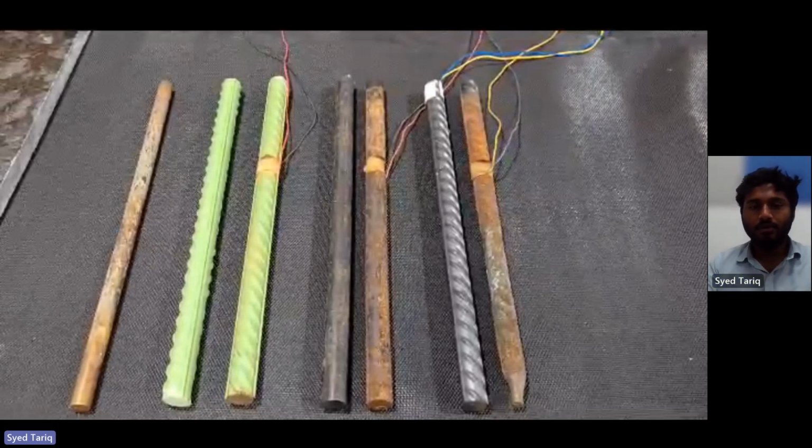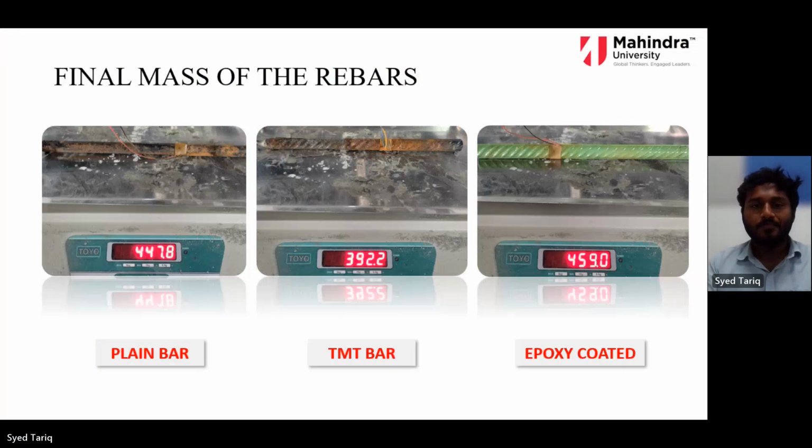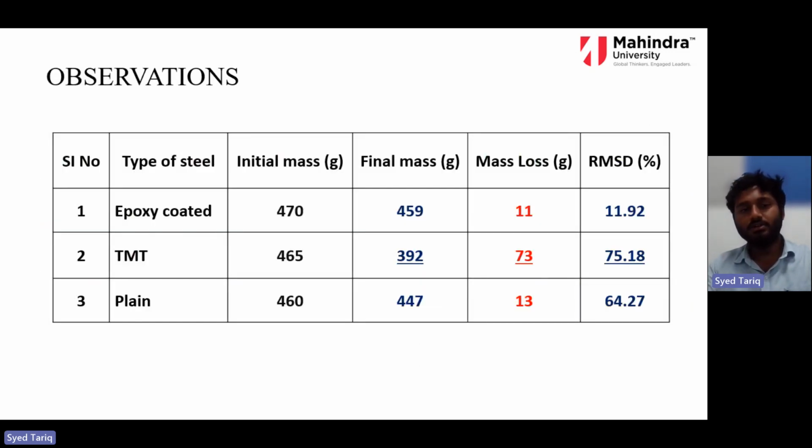Corrosion happened very soon. After 38 hours of accelerated corrosion, you can check the final mass of the rebars. You can see there is a reduction in masses, very clearly. Epoxy coated has 11 grams of mass loss, TMT bar has 73 grams of mass loss, and plain forged steel has 13 grams of mass loss.